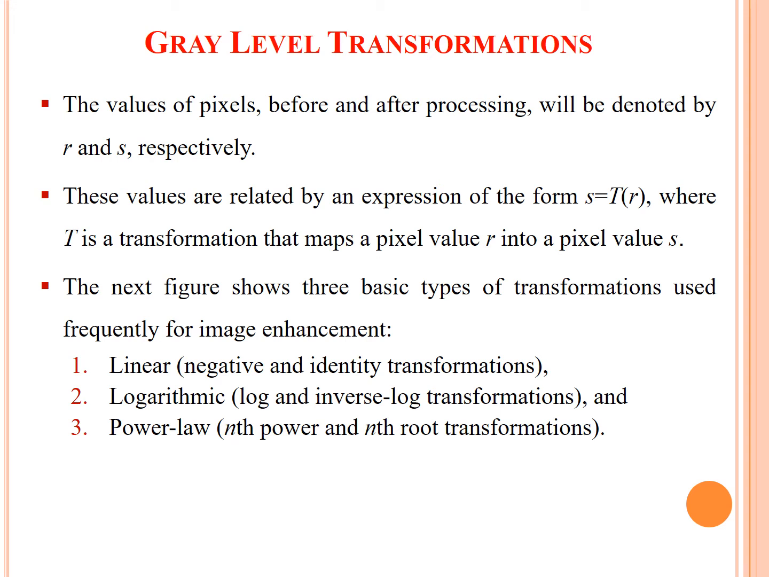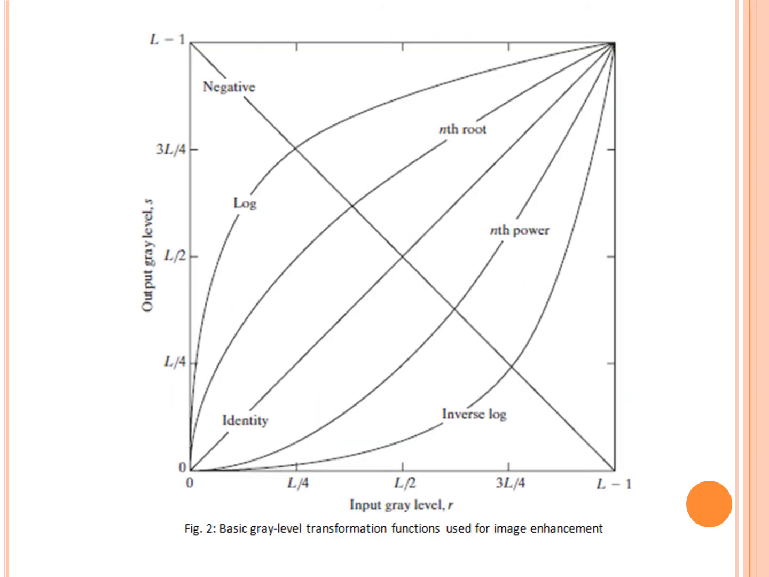The first one is linear, that is negative and identity transformations. Number two, logarithmic, that is log and inverse log transformations. And number three is power law, that is nth power and nth root transformations. As said in the previous slide, this figure shows basic gray level transformation functions used for image enhancement. Here in this figure, the x-axis shows the input gray level value, that is value of r, and on the y-axis there is the output gray level value, that is value of s.